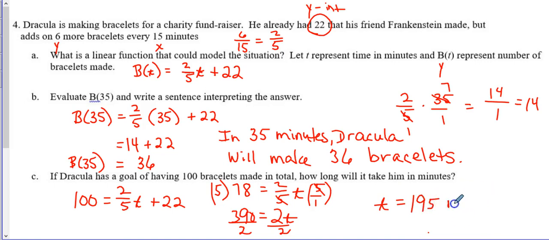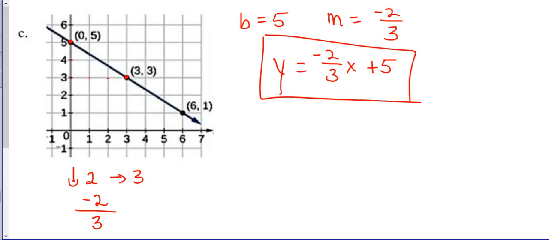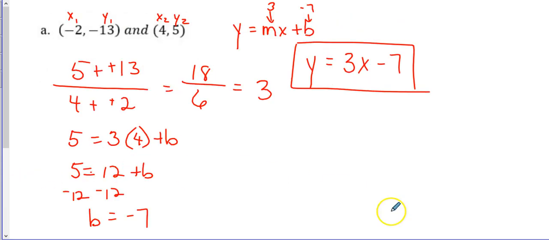So it would take him 195 minutes to make 100 bracelets. All right, so the last thing I want to do is go back to page 1. Let's look at that last section 3. And so it asks us to write slope-intercept form.